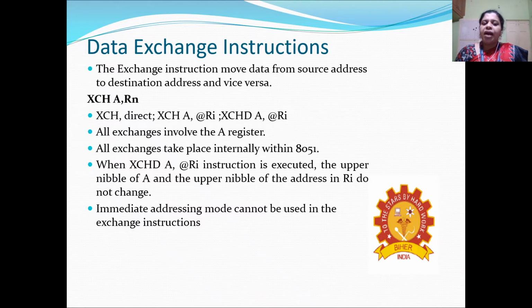And one more thing we have in this exchange instruction, that is exchange digit. For that, the instruction used is XCHD. When we are using this exchange digit, we are exchanging the content of the lower nibble only. That is, 4 bits will form a nibble. So in 8-bit data, D0 to D3 will form the lower nibble, and D4 to D7 will form the upper nibble. So the upper nibble is not changed. Only the lower nibble gets interchanged.